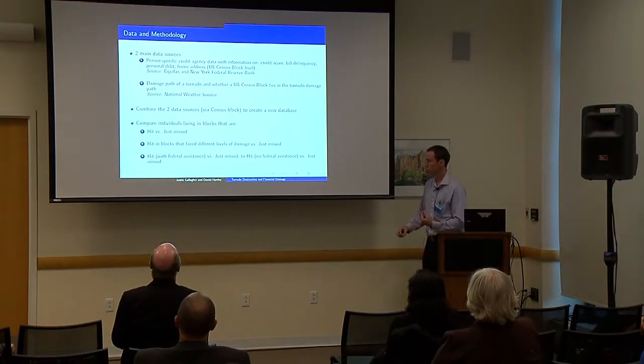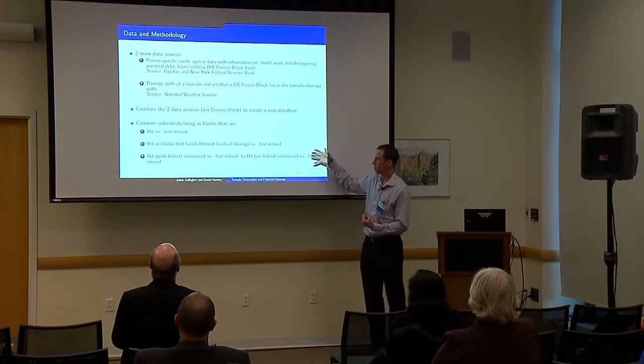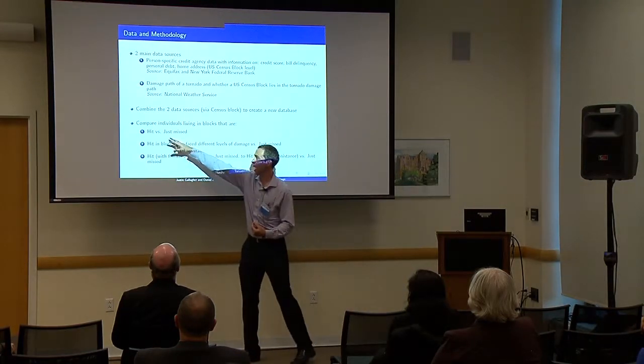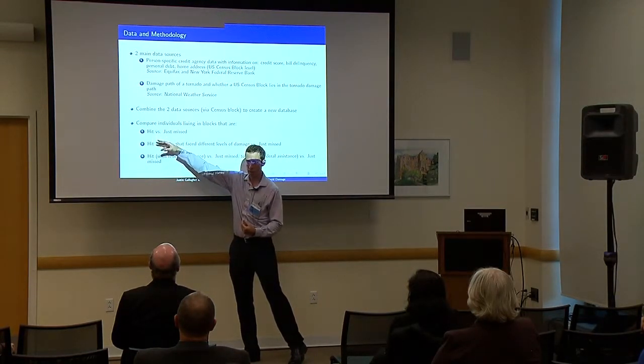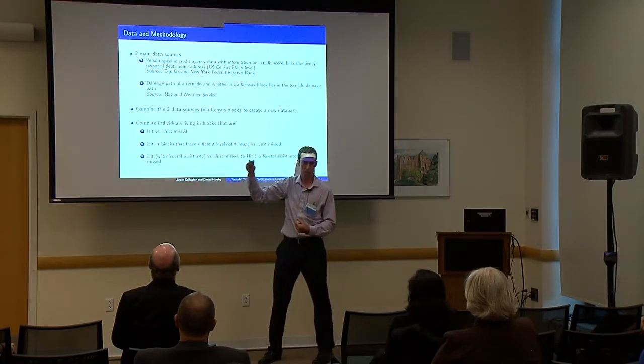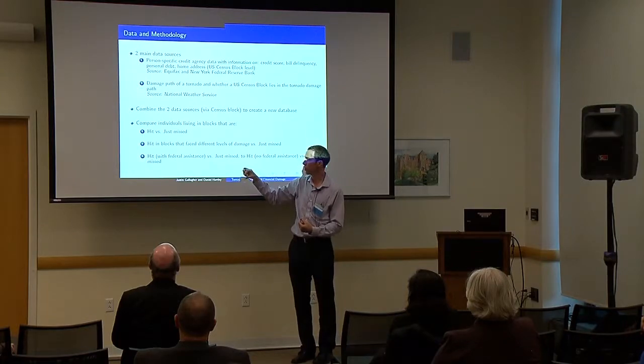The three things that we're going to do, the methodology or the way we're going to try to answer our questions, is to look at people that are in the path of the tornado by their block. We're calling those people the ones that are hit, and the ones that are just missed, in a buffer area around the block. I'll show some pictures.